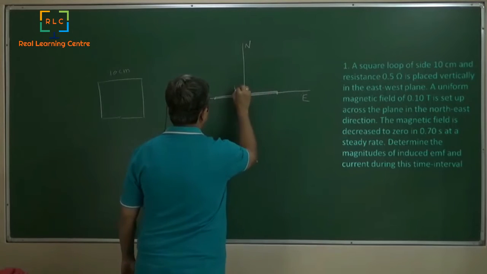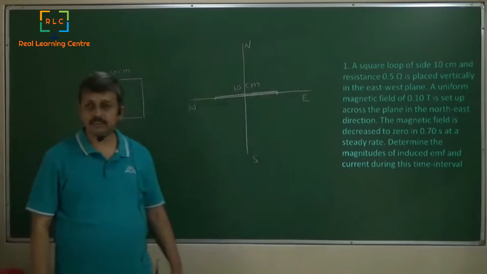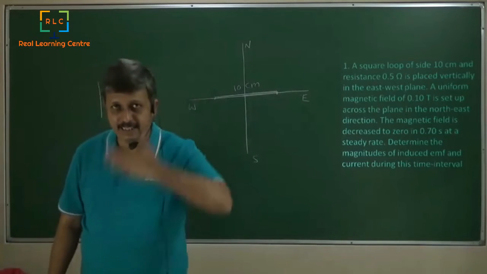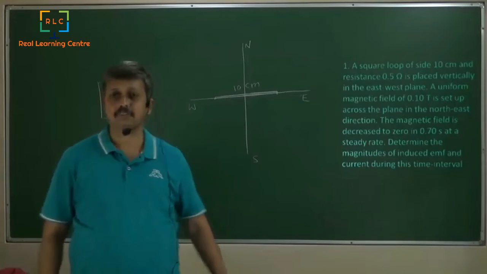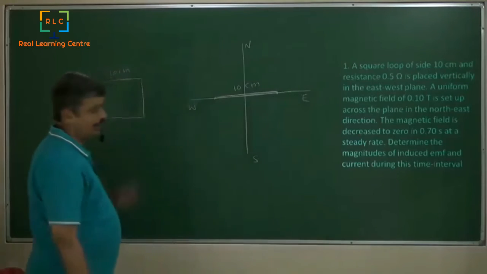That's all. This whole thing is 10 centimeters from here to here. So this coil is like this actually. I'm seeing it from the top. In between there is space. You can see, this is how the coil actually is.